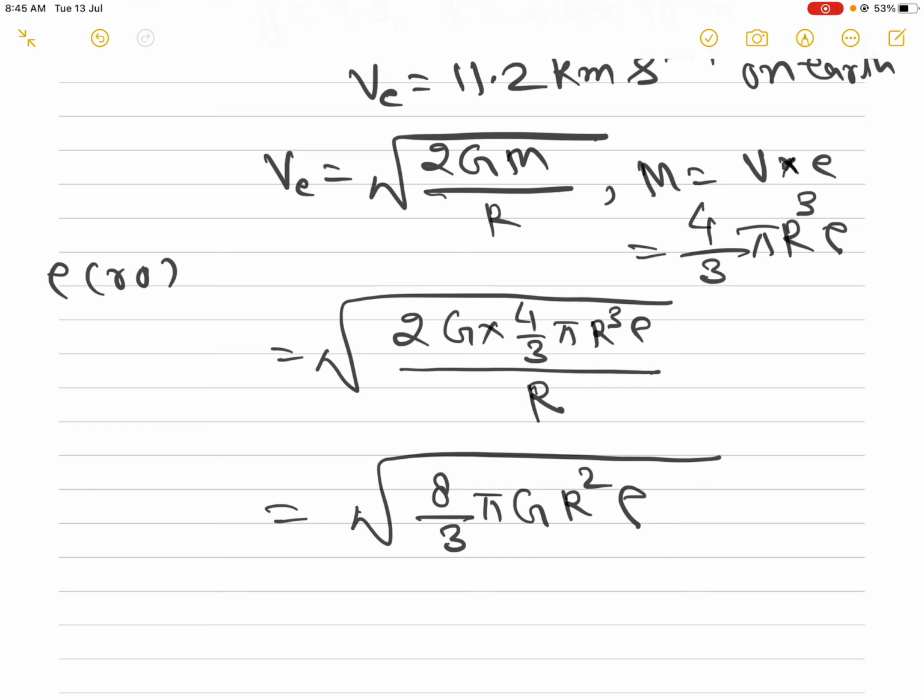So, escape velocity depends on radius and density of planet or any other place. So, this is about the escape speed. Thank you.